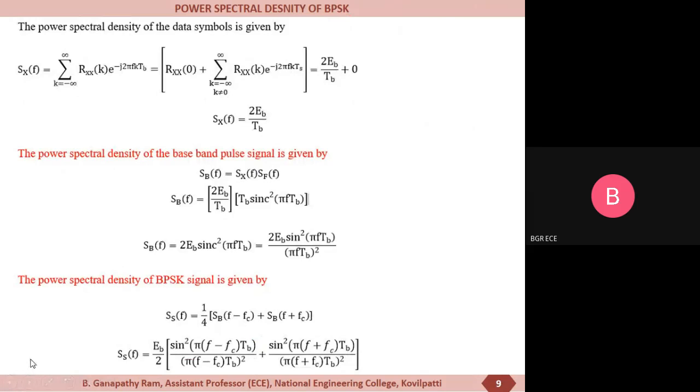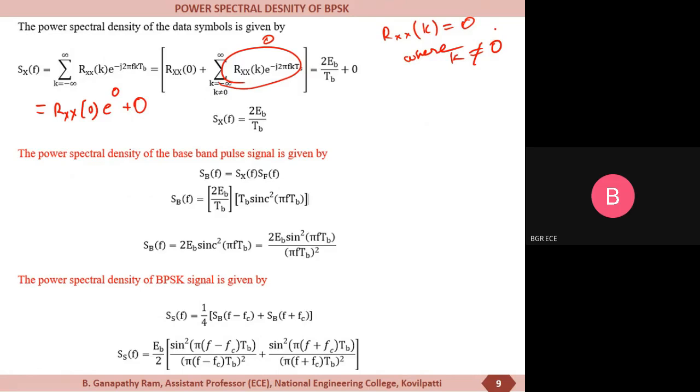Now the power spectral density of the data symbol is given by the Fourier transform of this autocorrelation function. And the Fourier transform is represented by the discrete time Fourier transform given by summation of k equal to minus infinity to infinity Rxx of k e to the power minus j 2 pi f k TB, and it is only having Rxx of 0 e to the power 0 and all other values will become 0. Hence Rxx of k is equal to 0 where k not equal to 0. So e power 0 will become 1. So Rxx of 0 will be 2EB by TB and Sx of f is nothing but 2EB by TB.